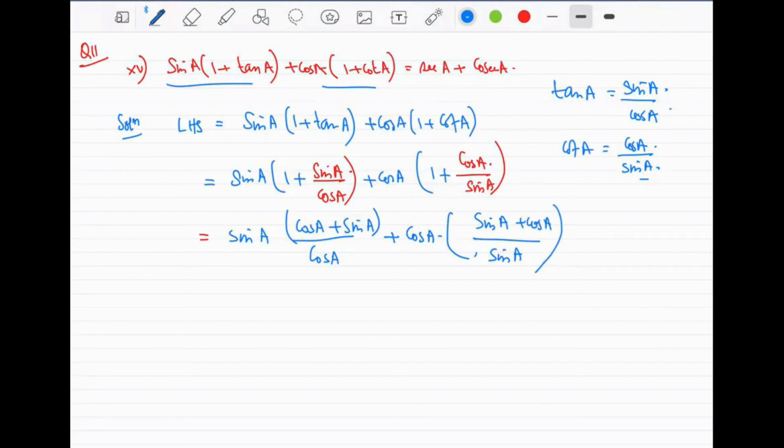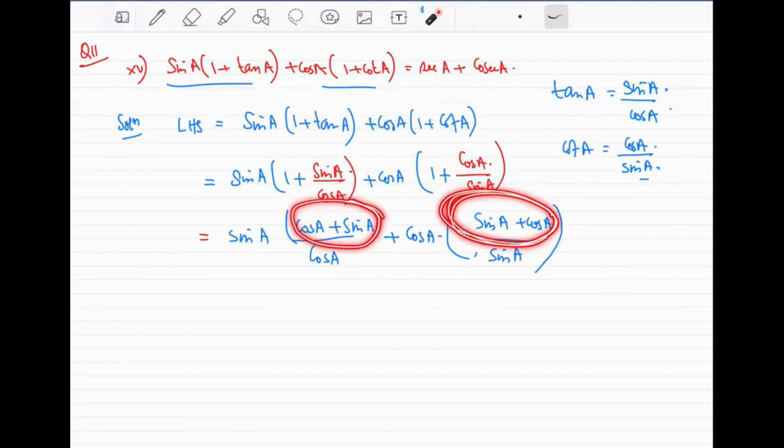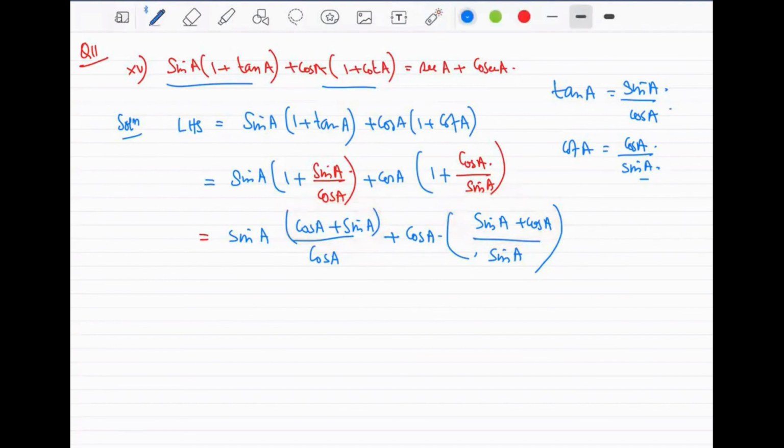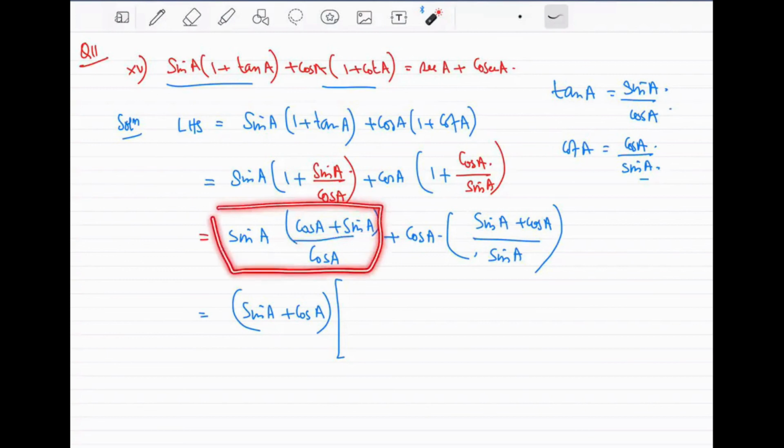Look at the numerator part. Here are two terms, 1, 2. Cos A plus sine A plus cos A. They are the same, right? Since they are the same, I can take them out as common factor, isn't it? I'm taking out sine A plus cos A. What is remaining? This part is taken from this whole term. That means sine A in the numerator, cos A in the denominator.